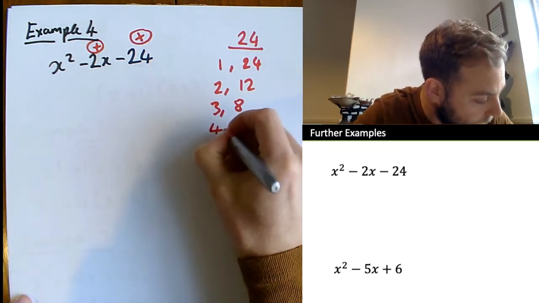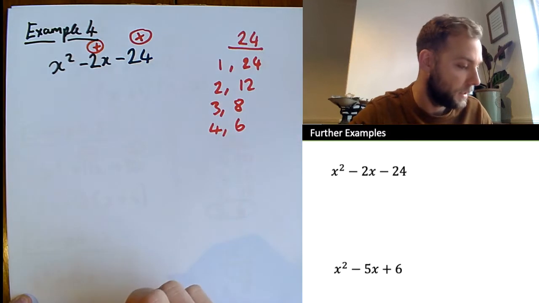4 goes into it as well. How many times does 4 go in? 4 goes in 6 times.